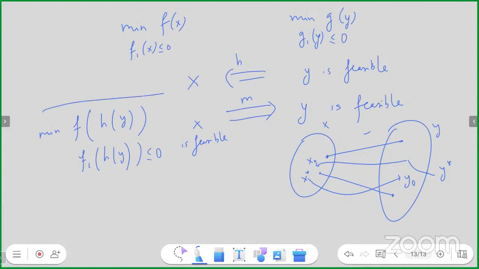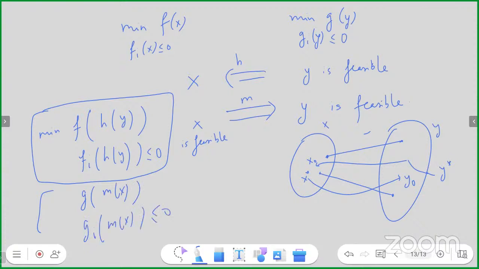So what does it mean? And equivalently, I'll get g of m of x, g_i of m of x less than or equal to 0. These are two problems. What are they really? Identical? Not identical, kind of. Okay, let's stop at this point. I'll let you think on this. This is important.